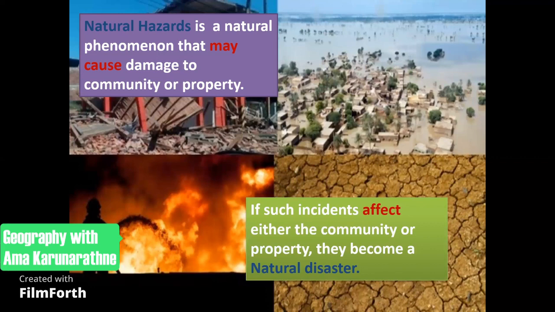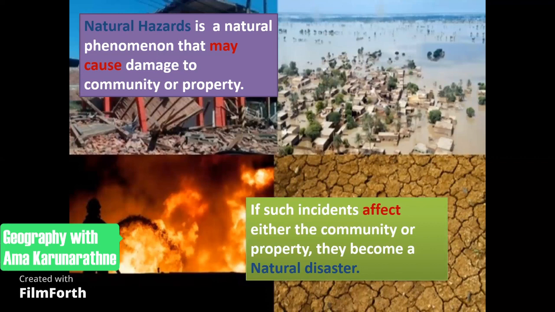Then what's a natural disaster? If such an incident affects either the community or property, it becomes a natural disaster. See the difference. In a natural hazard, there was this possibility. It may cause damage, but in natural disasters, there's no possibility, because that incident has already happened. The damage has already happened. So if such a natural hazard damages the community or the property, that becomes a natural disaster.